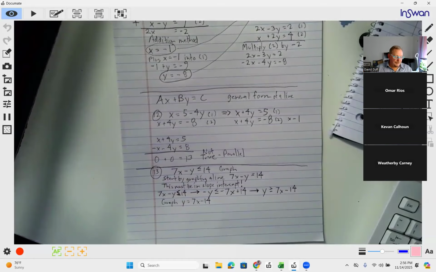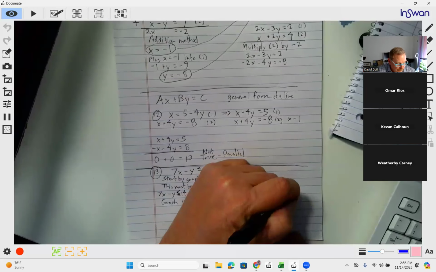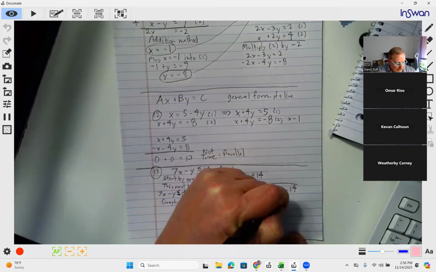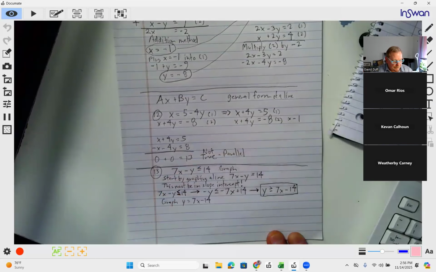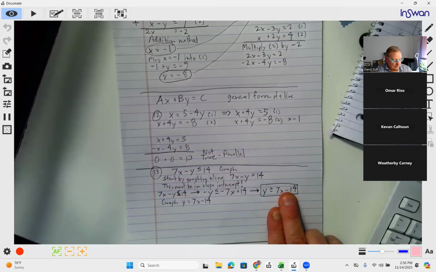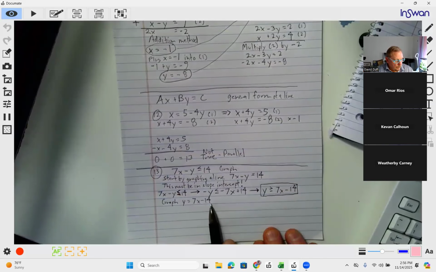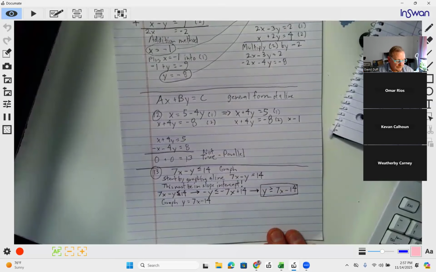We're asked to graph an inequality. The way that you graph an inequality is by graphing the line first. But we have to put the inequality into y equals mx plus b form, right? Before we could graph anything. So we put the inequality in y equals mx plus b form. That's here. Now, we just want to graph the equality, the equation y equals 7x minus 14.